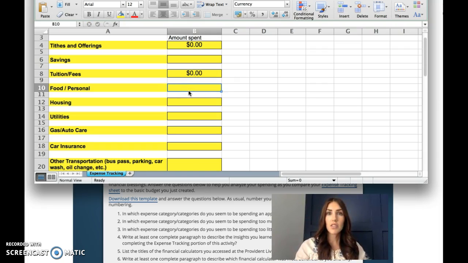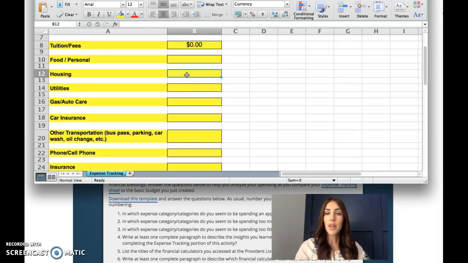Food and personal, did you spend money to go eat out or on groceries? Or personal, did you go buy a new shirt? Or did you have to buy a ticket to a play? Whatever it might be. Housing, did you have rent due that month or your mortgage? If not, it would just be 0. But even though it wasn't that week, if you want to know how much you spend each month, you could put the money there.